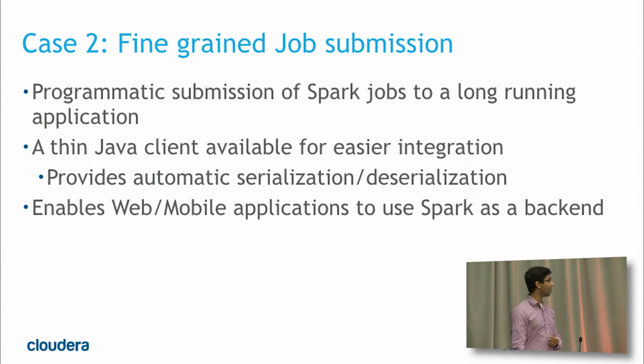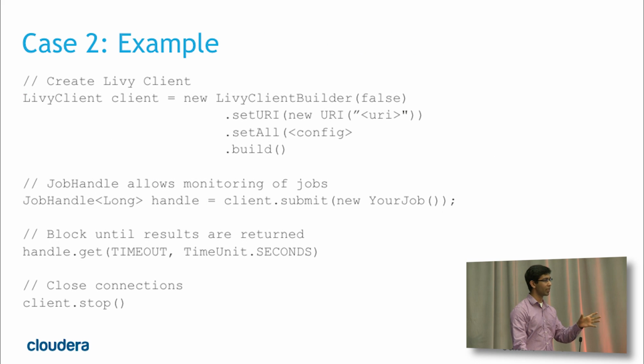For that, we have another API that enables fine-grained programmatic job submission and result retrieval. You essentially get a thin Java client which will handle the serialization and deserialization of data. It'll submit your job, it'll get back serialized results and deserialize them for you. And this simple Java client can now enable use of Spark as a data backend for multiple application tiers, mobile applications or web applications, similar to how mobile or web applications leverage JDBC to talk to databases. So let's look at an example to make this more concrete.